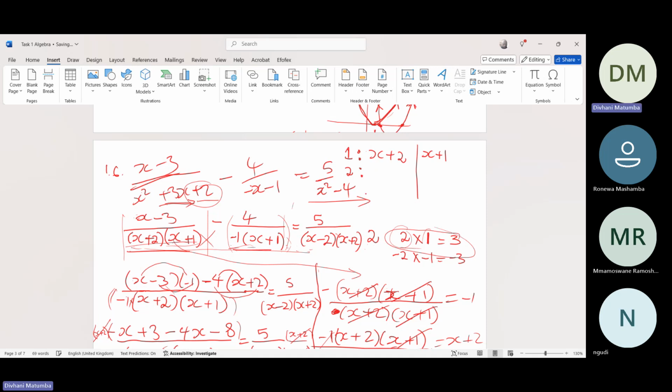How many factors? We actually have two factors. We have -1 times x plus 1. Those are factors. Okay, on the second expression, I will make sure that whatever factor I have, I put it in the right column. So I have x plus 1, and the other factor is -1. So -1 will be in its own column because it's different.